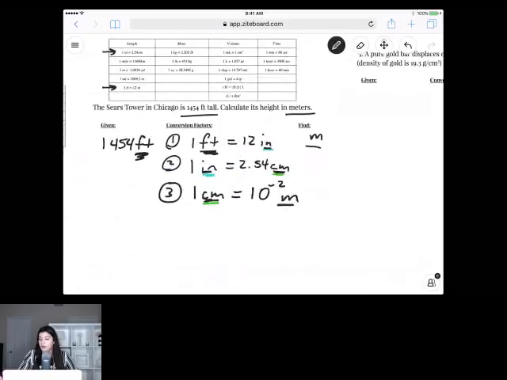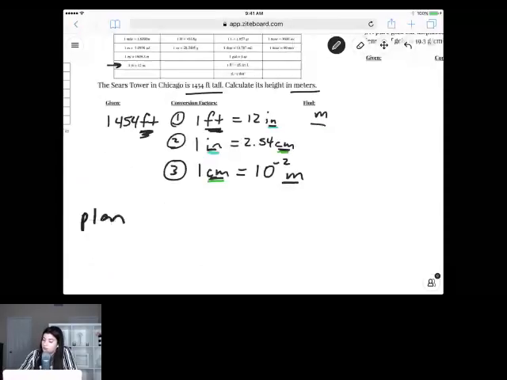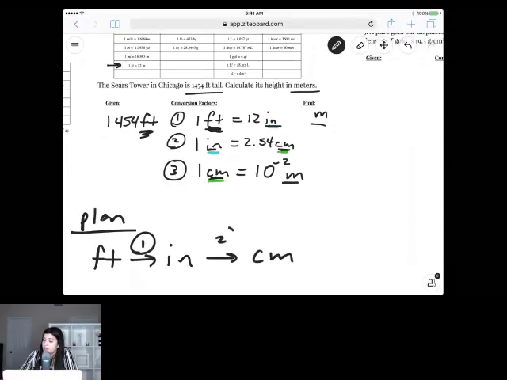Okay, so just doing that plan, I think it's really helpful. Always starting with our given unit, which is feet. Then looking at our conversion factor, we went from feet to inches, and we used our first conversion factor there. Next, we went from inches to centimeters, and we used our second conversion factor there. Then from centimeters finally to what we want to find, which is meters. That's our third conversion factor.